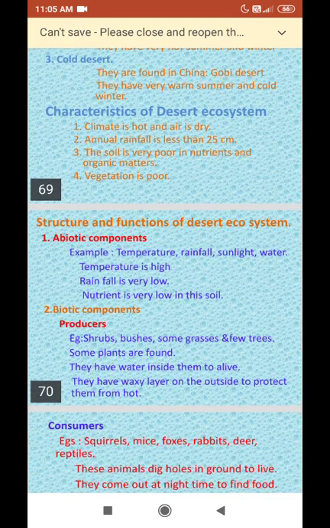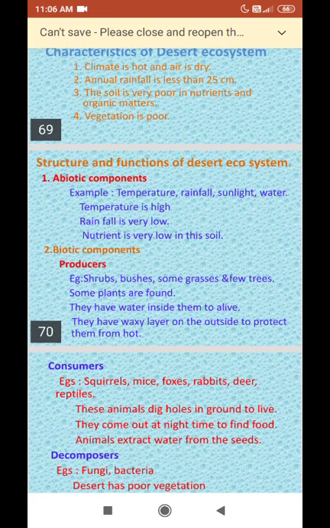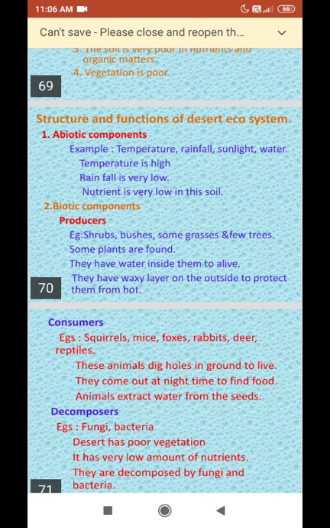Now let us see the characteristics. Climate is very hot and air is dry. Annual rainfall is less than 25 centimeters. The soil is very poor in nutrient and organic matter. Vegetation is poor. Now let us see the structure.